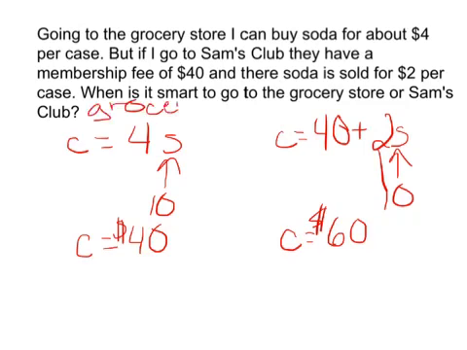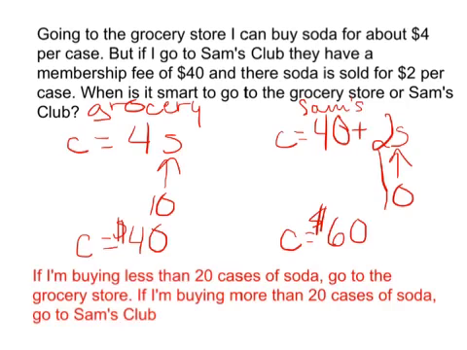So my answer would look like this. If I'm buying less than 20 cases of soda, I am going to go to the grocery store. But if I'm buying more than 20 cases of soda, I'm going to go to Sam's Club. The way we were able to figure that out is we just made 4S equal to 40 plus 2S. I took those two equations and made them equal to each other. So if you're ever asked to figure out where it is better to go, or when these are going to be equal to each other, simply make those equations equal to each other.